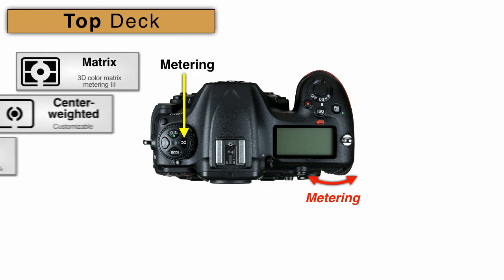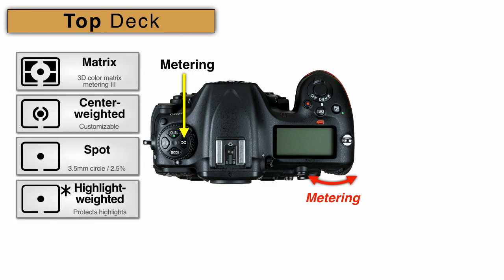Next up is our metering button. So press this, turn the back dial, and we can choose between 4 different metering systems. The matrix metering system is a multi-segment metering system where it breaks the scene up into a multitude of areas. It analyzes the highlights, the shadows, and comes with a very good average for everything.